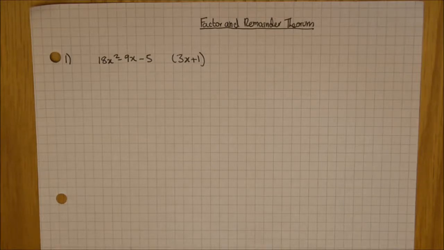Now, factor and remainder theorem again is something we've seen in Core 2 before. However, it is again in Core 4 because we like to make things slightly more difficult for ourselves and just add in some new stuff.